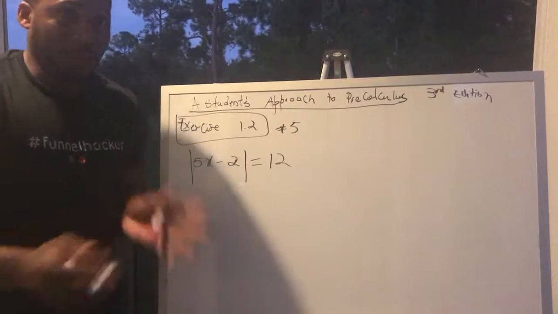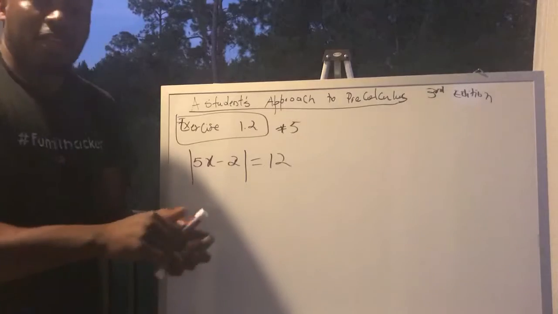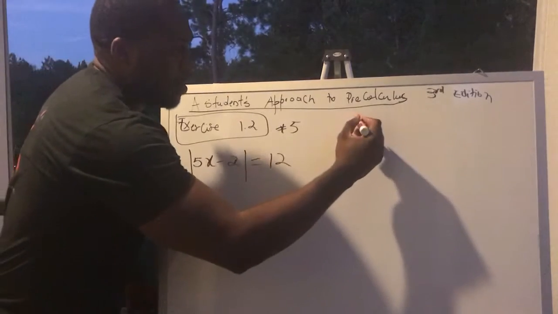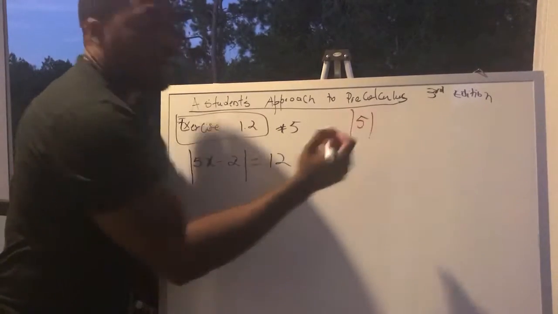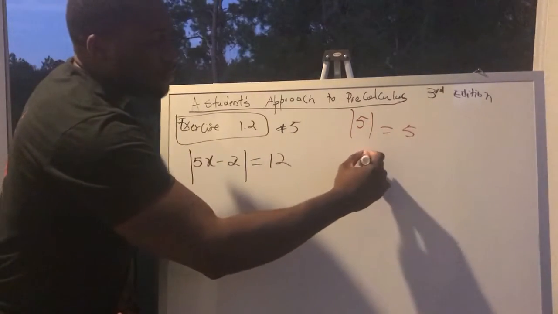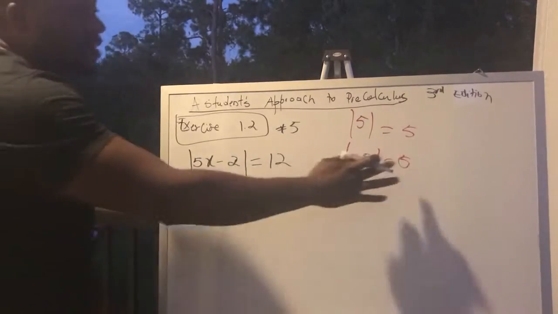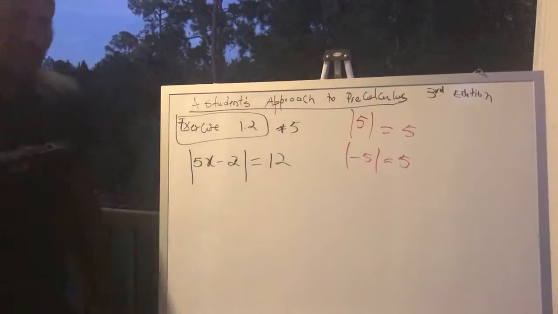So think about a number. Any number that you take the absolute value of, the result is always positive. So if you have a number like 5, the absolute value of 5 is always going to be positive 5. Negative 5, the absolute value of that is also always going to be positive 5. So any number that you have, the absolute value of the number is always going to be positive.